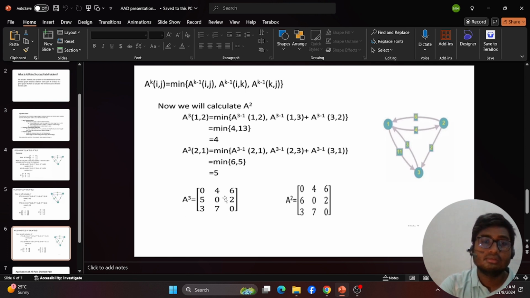After calculating, we find our final shortest paths, and this is our shortest path from one node to another.